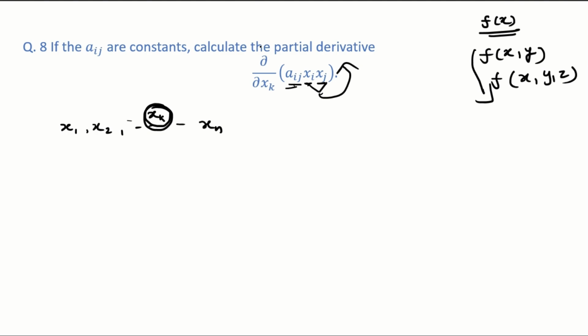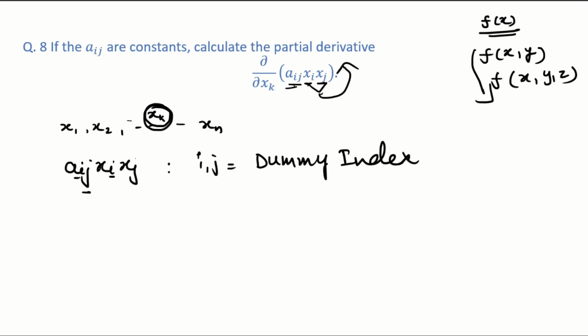Okay. So here let us look at this expression, this function a_ij x_i x_j. As you can see, two indices are used in this expression. Both are repeated twice. i is occurring twice and j is also occurring twice. That means i and j both are dummy indices. So this is not a single term, but this represents a double sum. So this is a_ij x_i x_j. When you expand it, i will run from 1 to n and j will run from 1 to n. So i and j can take any value.